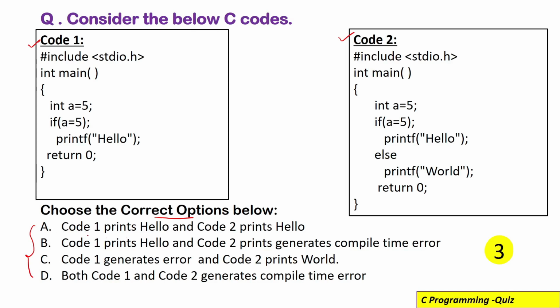Option A says that code number 1 will print hello and code number 2 will also print hello. Then option B says that code 1 will print hello, but code 2 will generate some compile time error. Option C says code 1 will generate some error and code number 2 will print world. And the last option says that both code 1 and code 2 will be giving us compile time error. So let me start the timer and you can pause the video and find the answer.